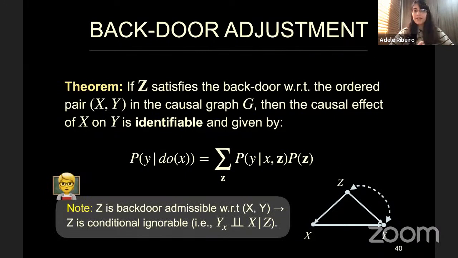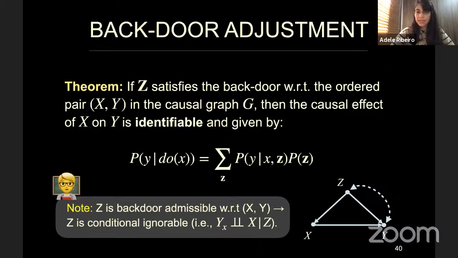Just a note here for those that understand the potential outcome framework: the backdoor scenario, where we have a set Z that blocks all the backdoor paths, or all the confounding paths, is exactly the same as assuming the ignorability condition. In the potential outcome framework, if you are familiar with it, sometimes we have to assume the condition that Z is conditionally ignorable. That's written in this way here.